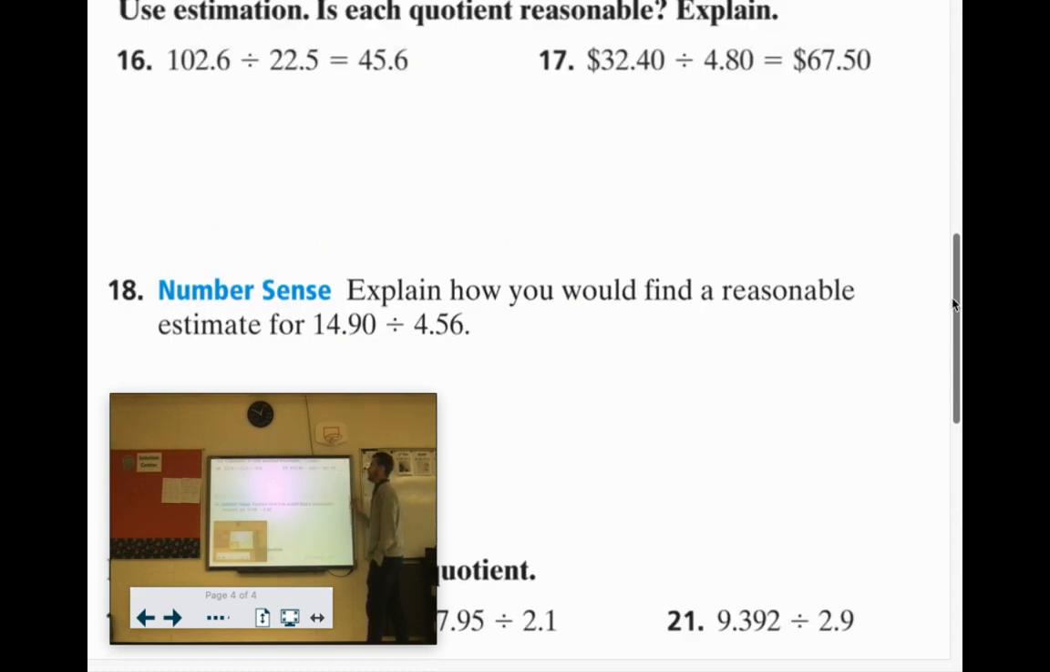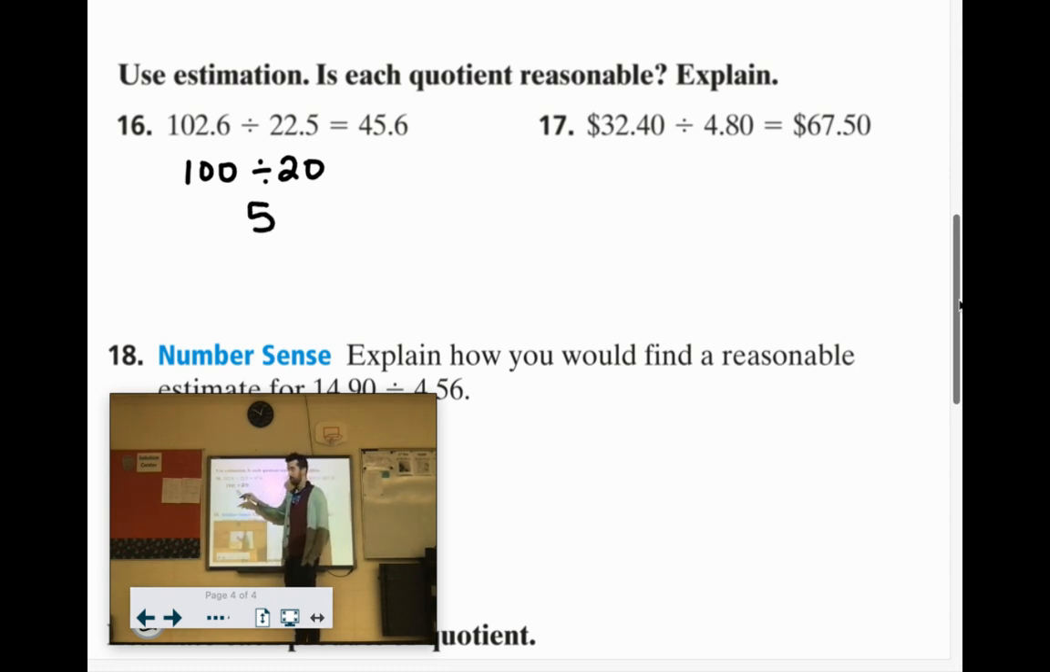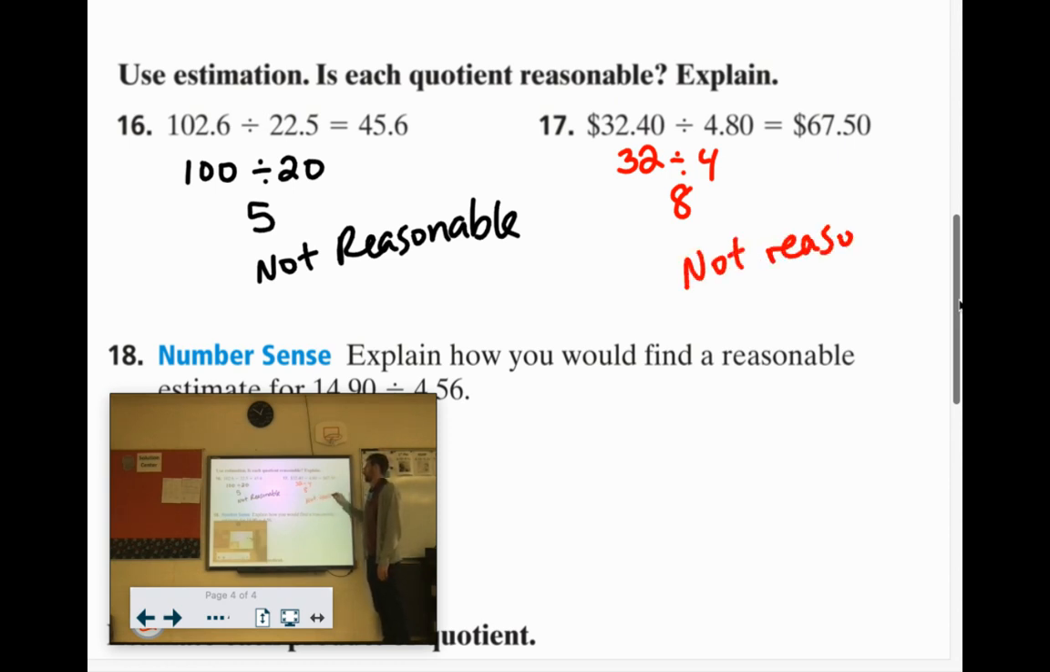So we'll close it out with these. I want you to try these two, pause it, try them, see if you can come up with if these are reasonable estimates. 102 divided by 22, so let's say 100 divided by 20, and 20 goes into 100 5 times. They have 45, so I'd say not reasonable. Over here, 3240 divided by 480. I can do 32 divided by 4, and that's 8. They came up with 67. No, that's not reasonable either. That's just silliness.